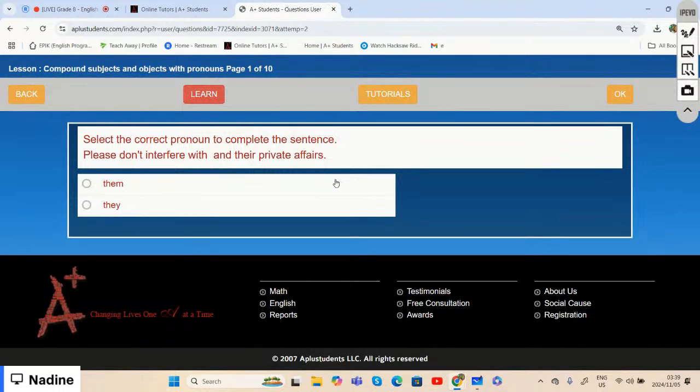All right. It says we need to select the correct pronoun to complete the sentence. Please don't interfere with them and their private affairs, or please don't interfere with they and their private affairs. Which one is correct? Them or they?